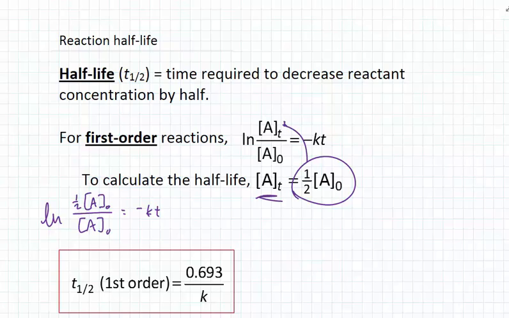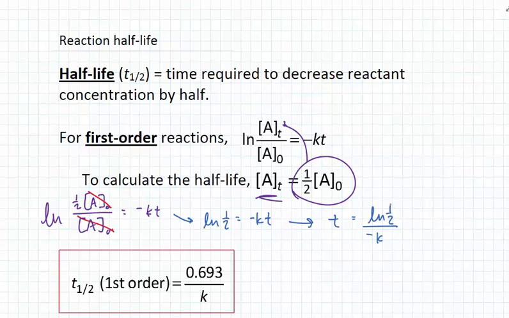But this cleans up pretty nicely, right? The concentration goes away. We end up with the natural log of 1/2 equaling minus kt. So then solving for t, you get the natural log of 1/2 over negative k.